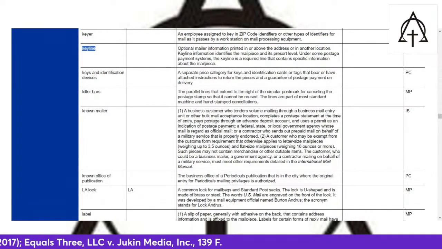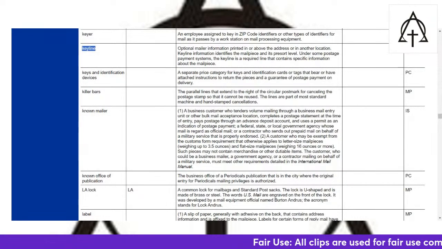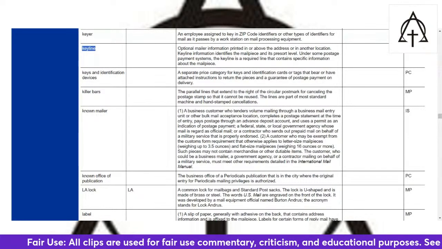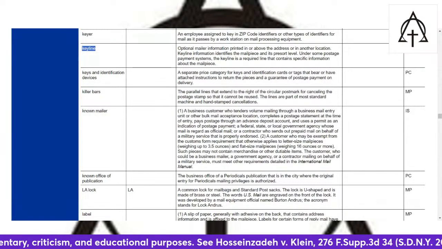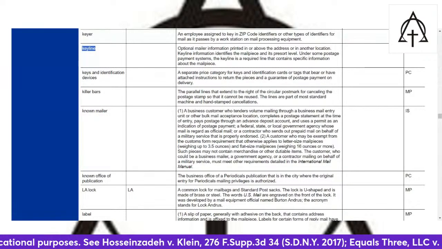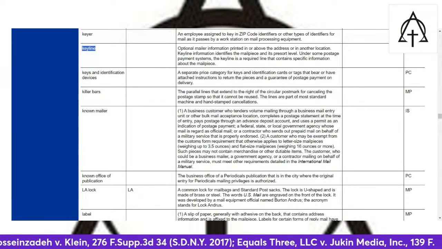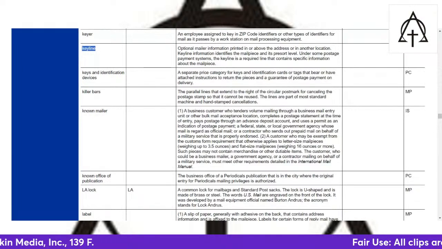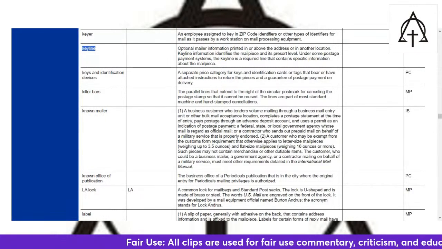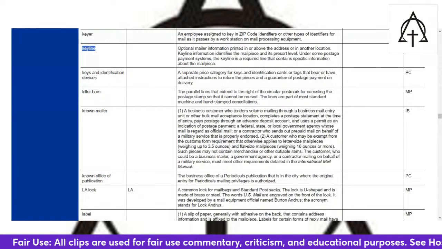Under key line, we have optional mailer information printed in or above the address or in another location. Key line information identifies the mail piece and its pre-sort level. Again, where we just talked about that, indicating that it's private by using a foreign address format. So under some postage payment systems, the key line is a required line that contains specific information about the mail piece.